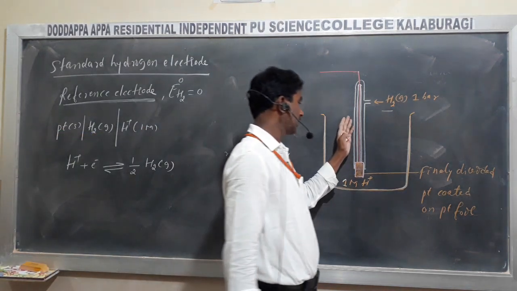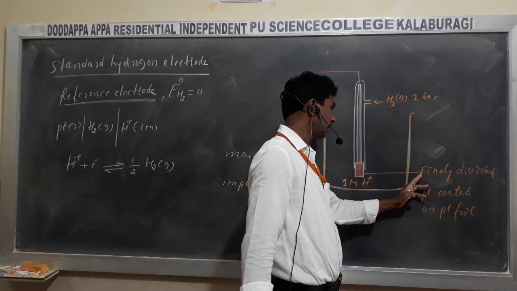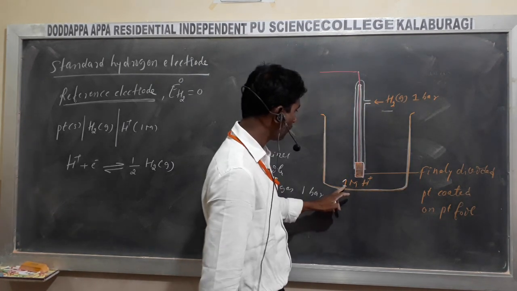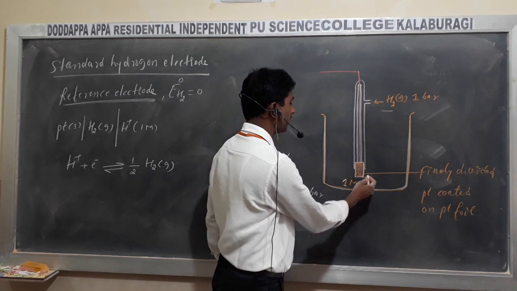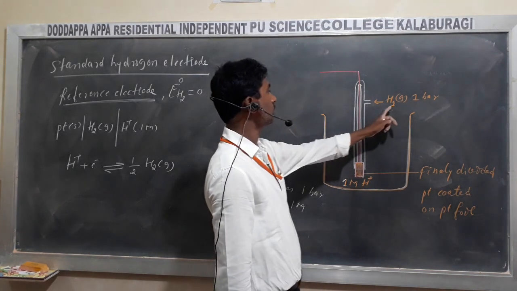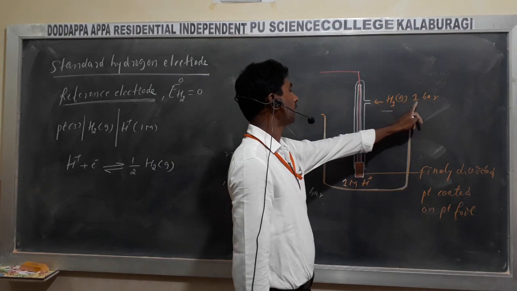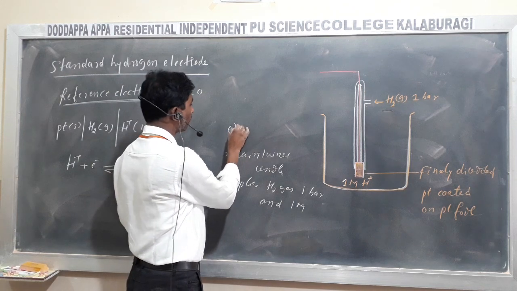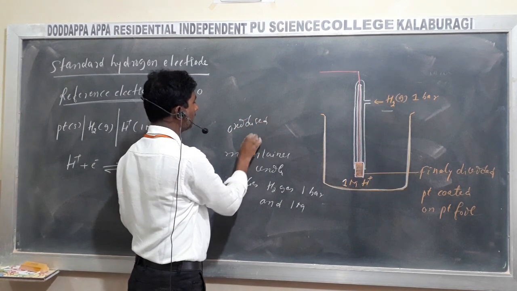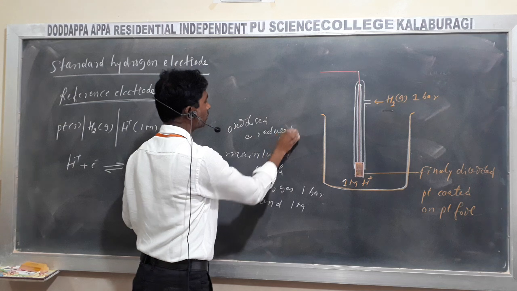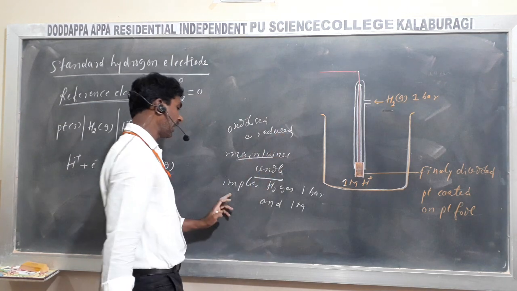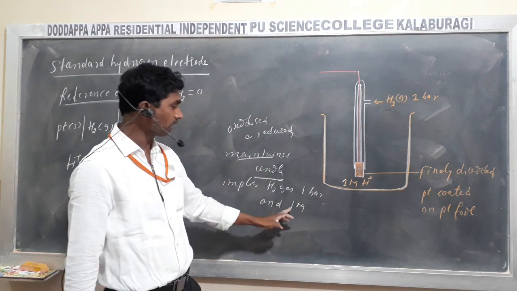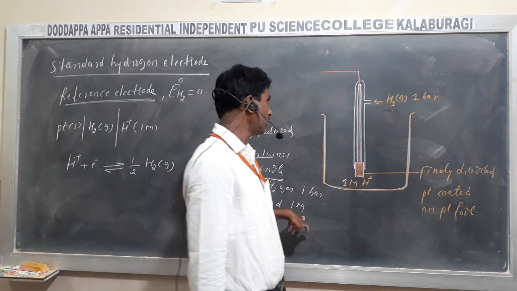Simply, the standard hydrogen electrode consists of a rectangular platinum foil coated with platinum black, dipped in 1 molar H plus ion concentration, while hydrogen gas passes through at a pressure of 1 bar. Both the oxidized and reduced forms of hydrogen are maintained at unity, which implies the hydrogen gas has a pressure of 1 bar and the concentration of the solution is 1 molar.